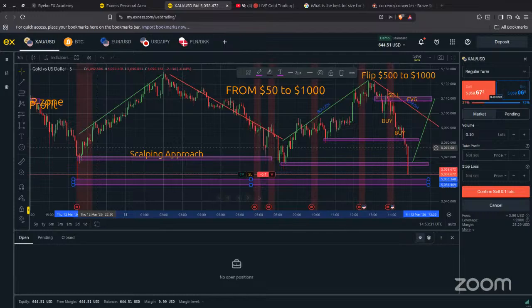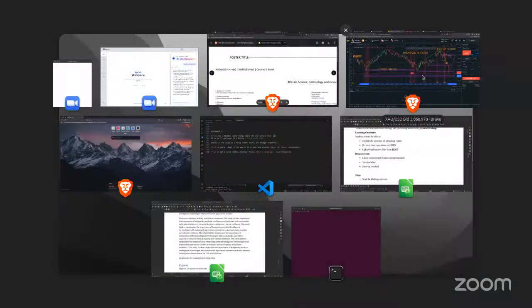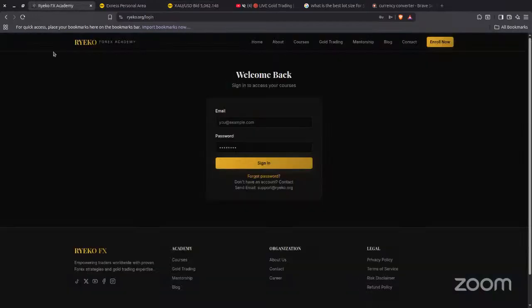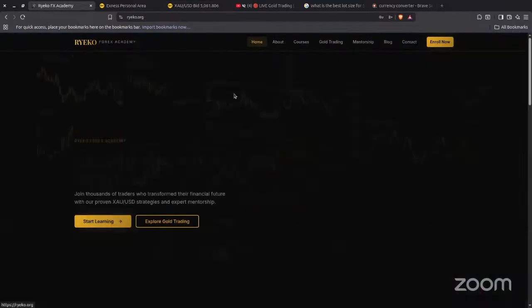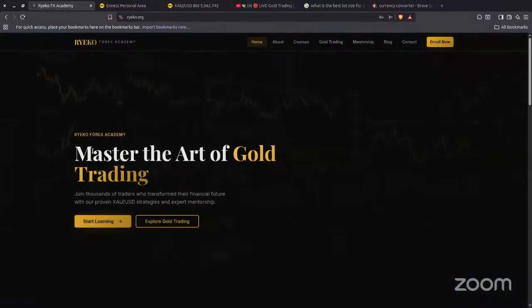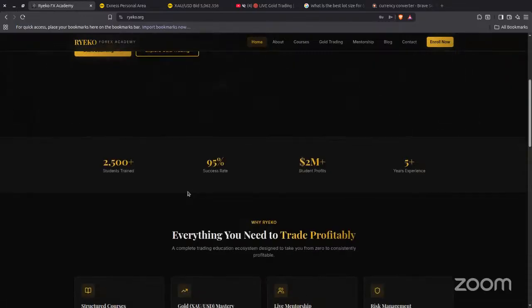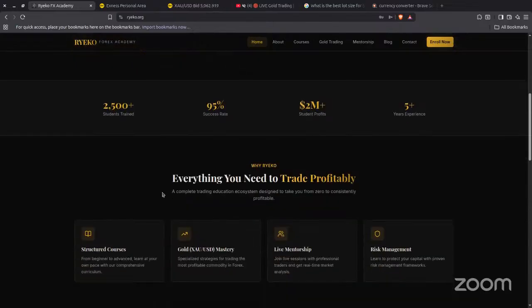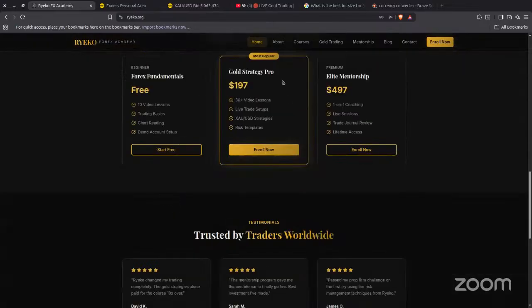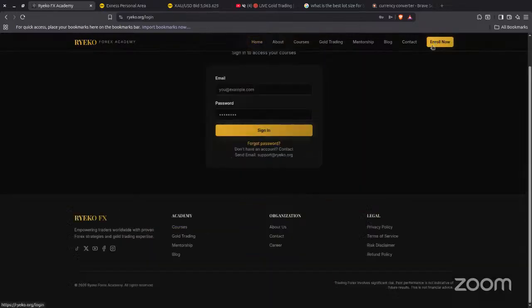So I built an entire academy here. This academy teaches you what forex is. You see, master the art of gold trading. You see, these are people you train. The gold strategy, because you need to have a strategy. You need to learn the things, so you can actually log into the system. If you don't have an account, you send an email, but these are the courses that are there.